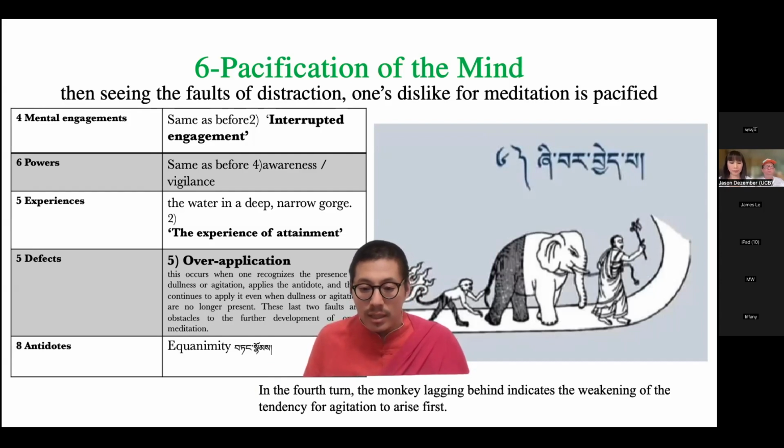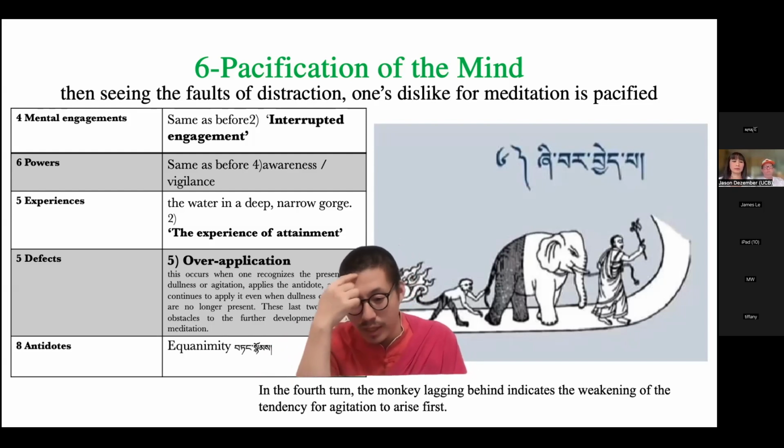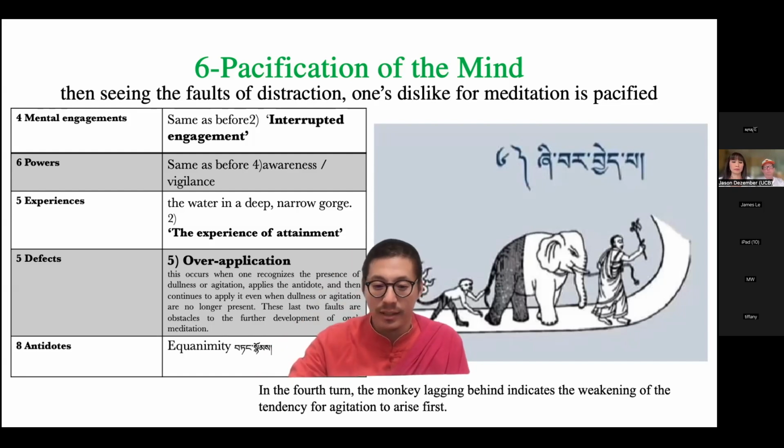Now in this sixth stage, in the diagram you see that the monkey is lagging behind. The monkey is left behind and not running before, but now we are ahead of the elephant. The elephant seems to be calmer, not running like before, and the monkey is also calmer. The monkey lagging behind indicates the weakening of the tendency for agitation to arise first. Now you see even the monkey starts to transform into white color.